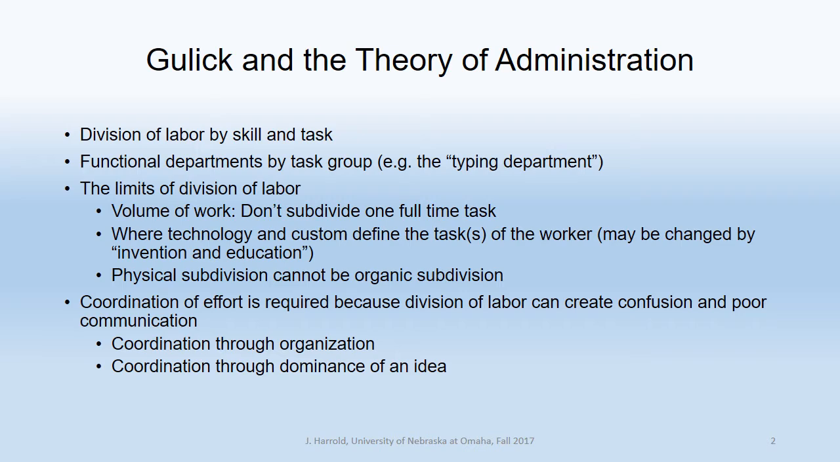He felt that in any executive agency, there should be division of labor by skill and task. He believed in functional departments by task group, for example, the typing department. And he believed that there were limits on the division of labor. So, in other words, you could actually divide labor too much. You could end up sub-optimizing by subdividing one full-time task. You could divide labor where technology and custom define the task of the worker.